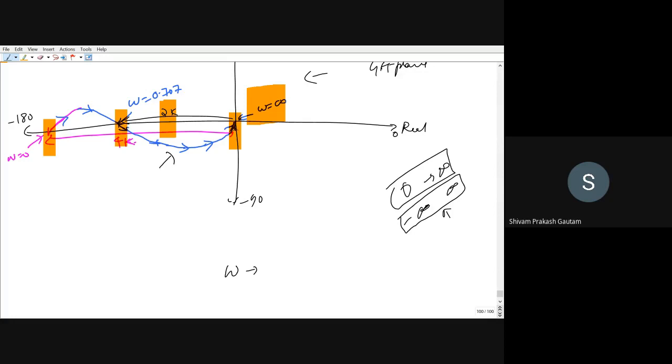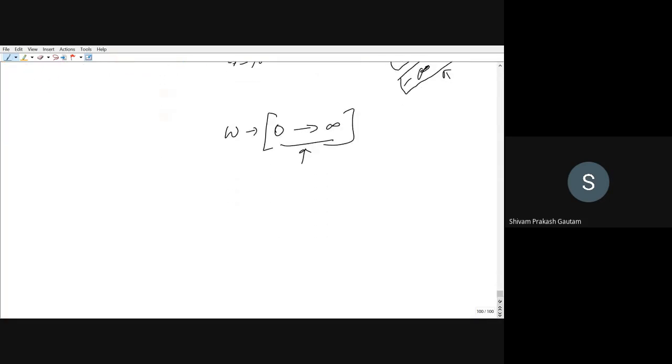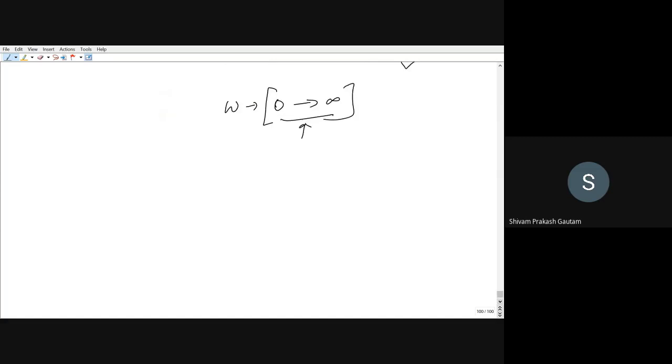We plot for the value of frequency, that is omega, from 0 to infinity. We plot the polar plot in this frequency range, that is 0 to infinity. Now in today's lecture we will study about Nyquist plot. It is the extension of polar plot only.